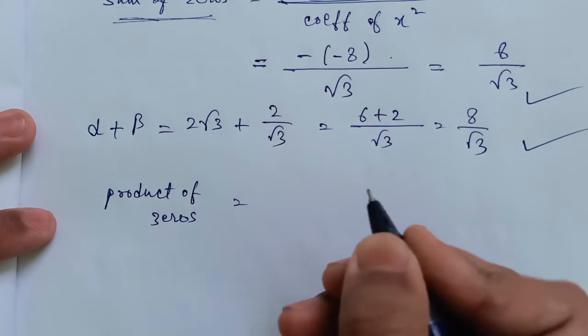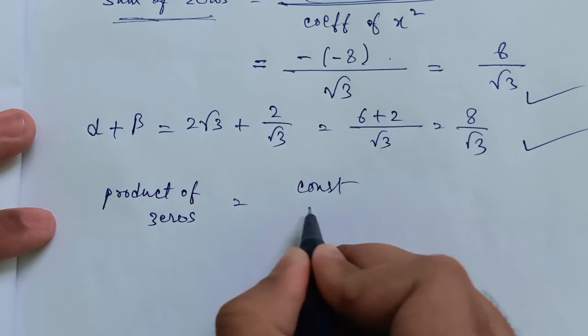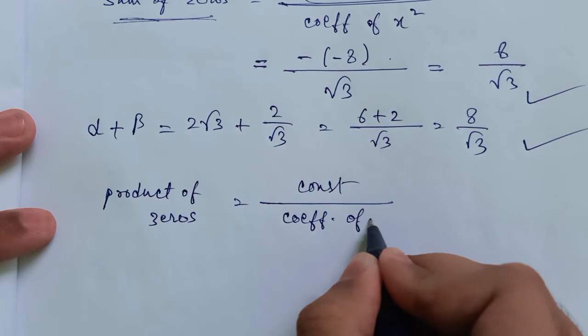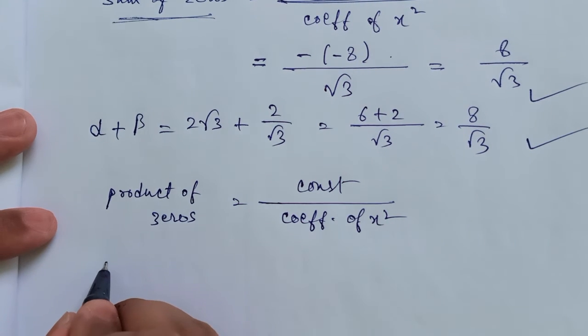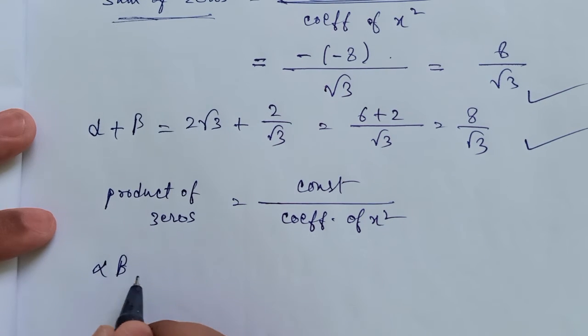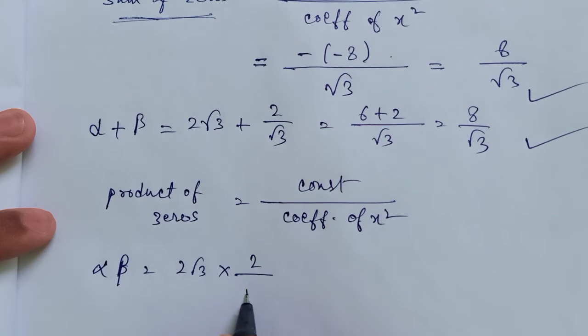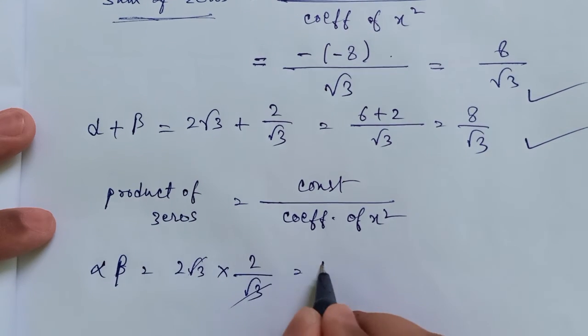So what was the relation? It was constant upon coefficient of x square. Just verify that. What will be the product of zeros? Alpha beta will be 2 upon root 3 into 2 upon root 3, so we will get 4.